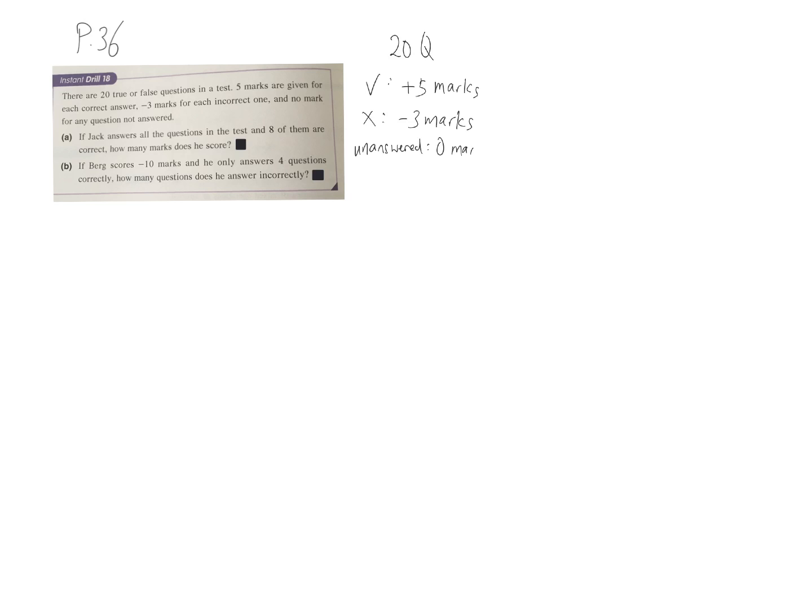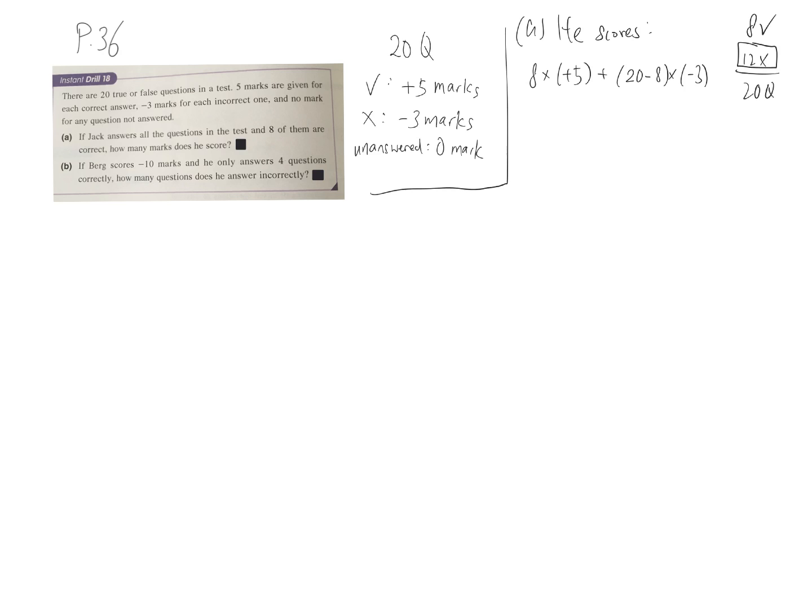Okay, the situation is like this. For part A, Jack answered all questions in the test, all 20 questions, and got 8 correct. So of the total 20 questions, of course, you will know that there are 12 incorrect. Okay, 5 marks for each correct answer, negative 3 marks for each incorrect answer. So Jack scores 8 questions, positive 5 each, and 12 questions, which you get by 20 minus 8, times negative 3 each.